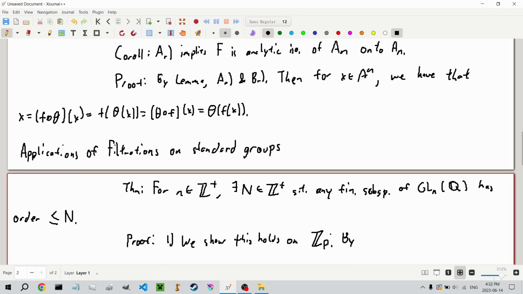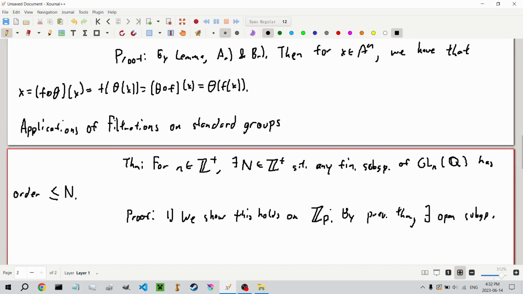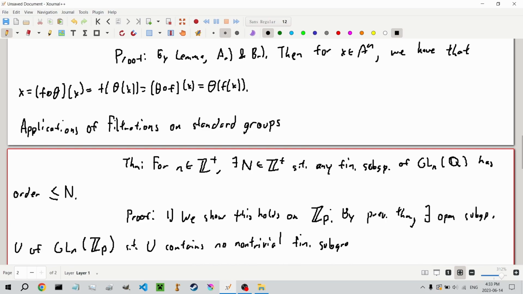So first off, by a previous theorem, there exists an open subgroup, say U, of our general linear Lie group of rank n over the p-adic integers, such that U contains no non-trivial finite subgroups.